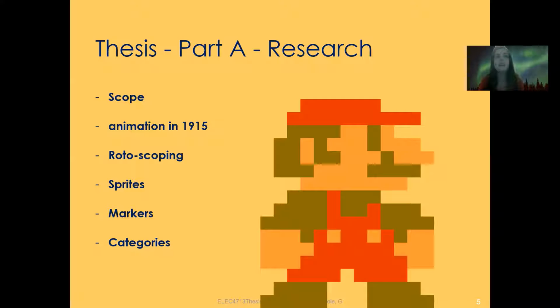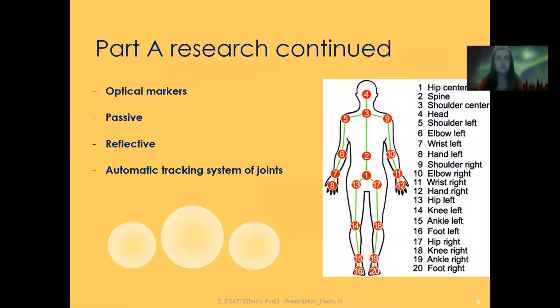Michael Chuck narrowed down the motion capture system into two categories, that being optical and non-optical. Now, my experiment uses optical passive markers with reflective surfaces in order to automatically track the system of joints.